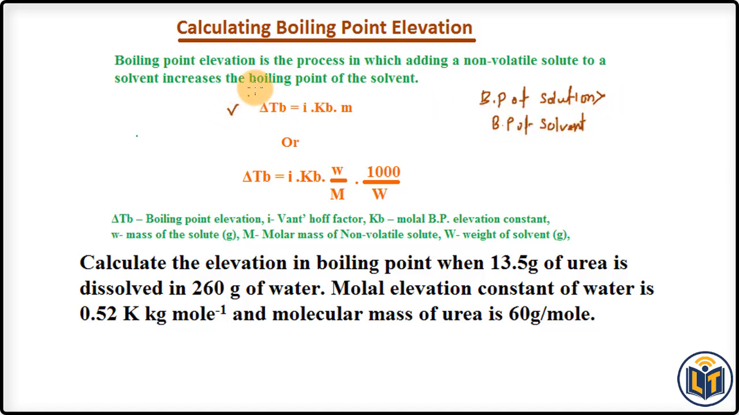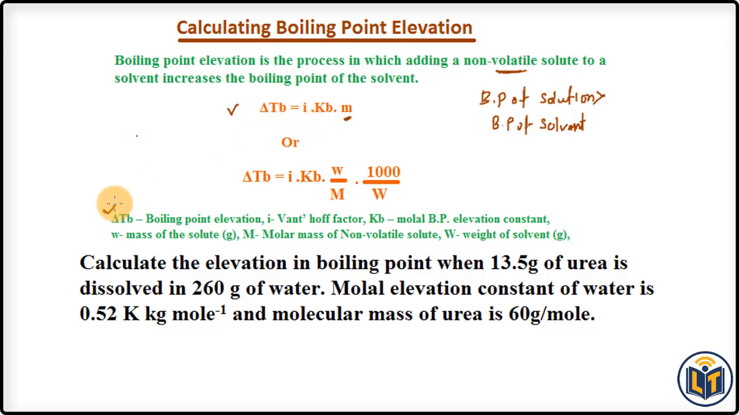This is the formula given here to calculate boiling point elevation. Delta Tb is equal to i into Kb into m, where delta Tb is the boiling point elevation. i is the van't Hoff factor. It represents the number of dissociated ions of solute in a solution. For a non-volatile solute, since it does not dissociate into ions, the i value is taken as 1. Kb is the boiling point elevation constant and m is molality. This is another form of this formula, the short form, and you can use either formula, you will get the same values.